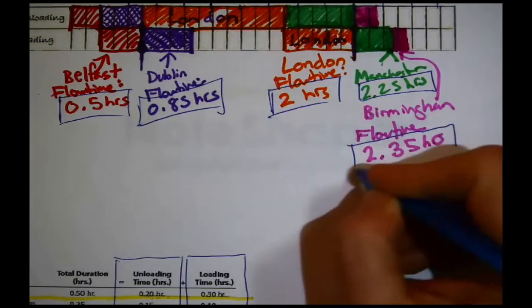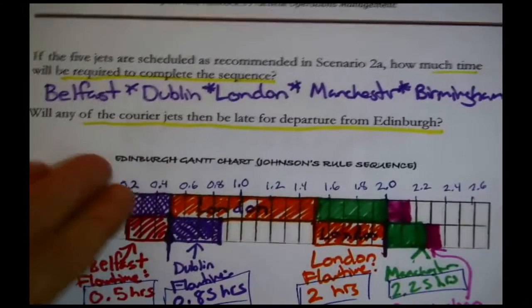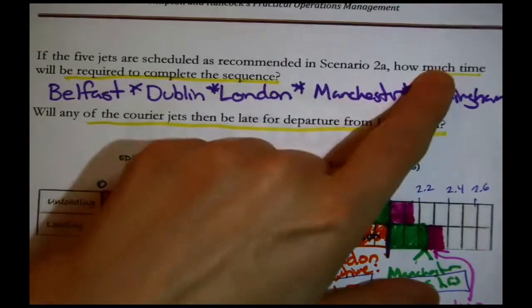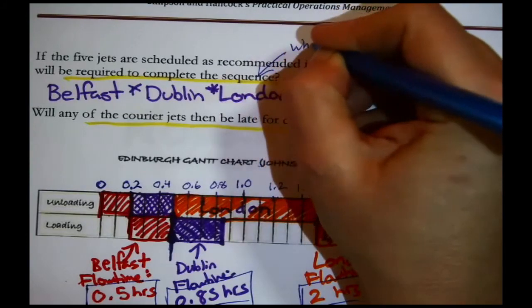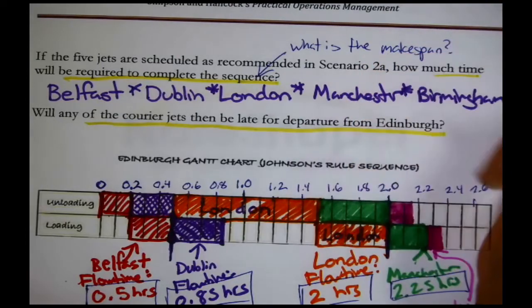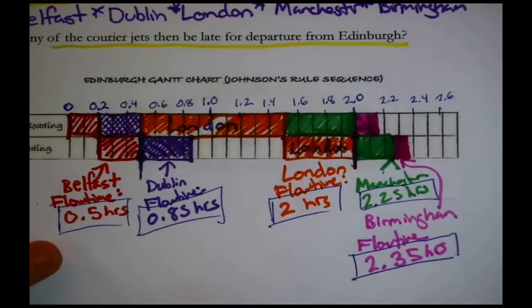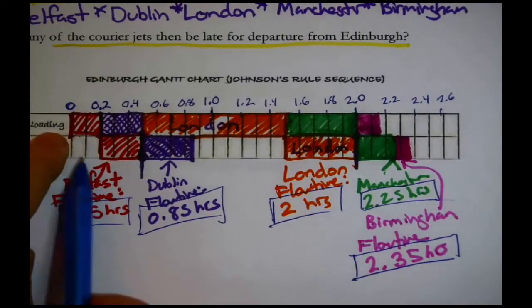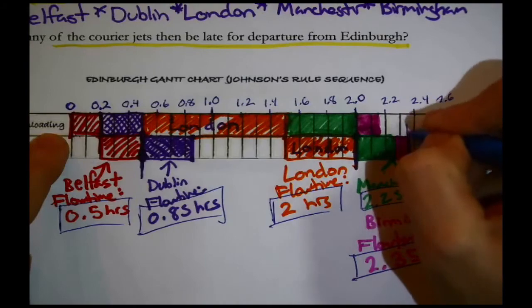Now, did I actually answer any of the questions that were asked? What was the questions that were asked? If the 5 jets are scheduled as recommended, okay, that's according to here, how much time will be required to complete the sequence? Another way to say that is, what is the make span? Oh, I can answer that because I just look at my Gantt chart and I look at how much time in total, starting from 0, did it wind up taking? And that's the flow time of the last job. That's what's right here. Answer.